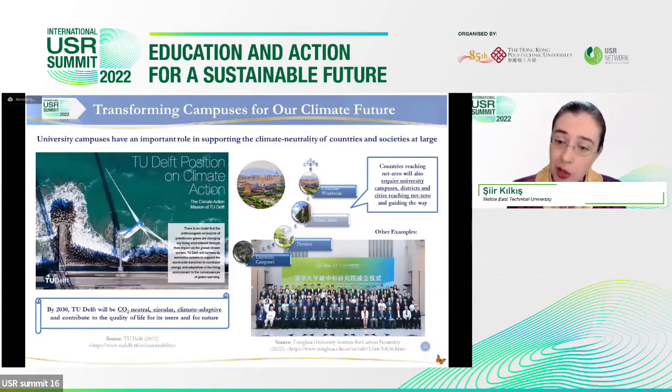So when we start from university campuses, districts, urban areas, countries worldwide, they can support our approach to reaching climate neutrality with a more bottom-up perspective and support what the countries are setting at their national level, their targets. Universities can provide the support. So countries reaching net zero will also require university campuses, districts, and cities reaching net zero in order to support this target and guide the process. And there are many other examples.